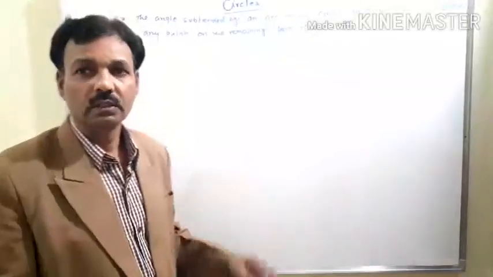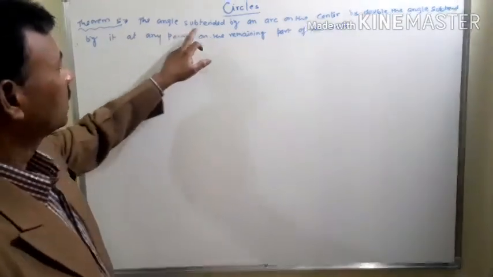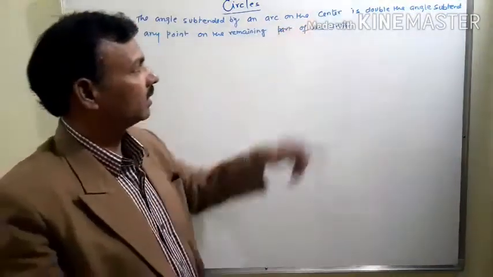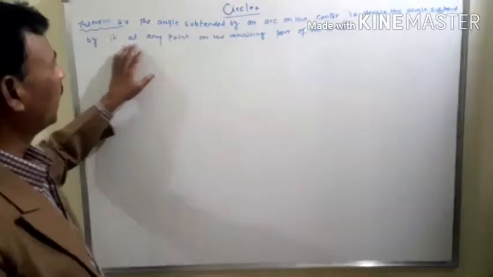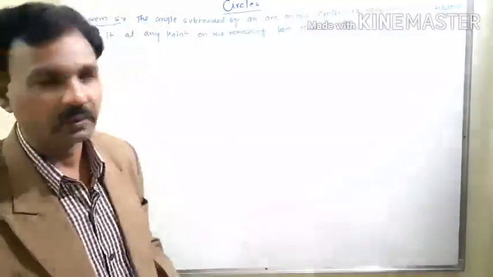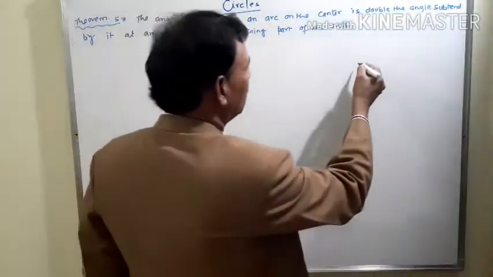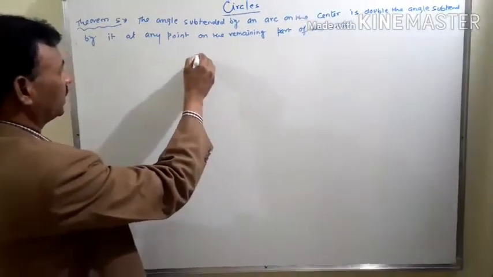Hello students, in this video we will discuss theorem fifth. The angle subtended by an arc on the center is double the angle subtended by it at any point on the remaining part of the circle. This theorem is very important. There are three situations.